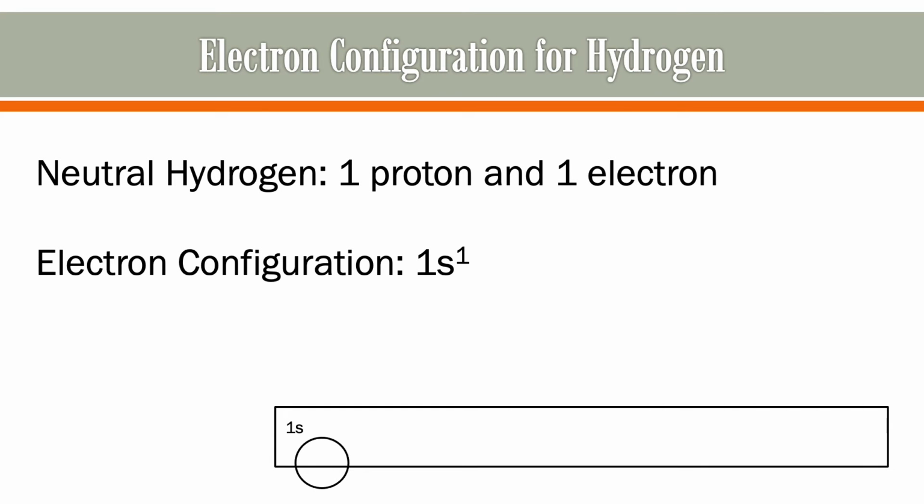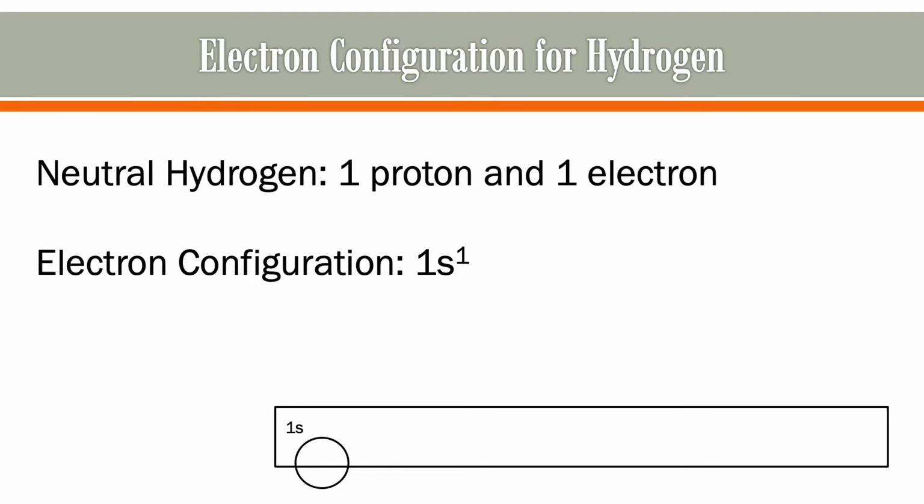Let's write the electron configuration for neutral hydrogen in the ground state. This means that the electrons equal the number of protons for the atom to be neutral, and the electrons are in the lowest energy state, or orbitals. This is the ground state. Hydrogen is the simplest element. It has one proton and one electron.